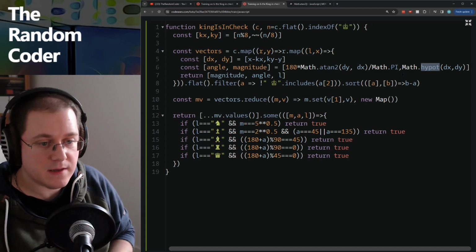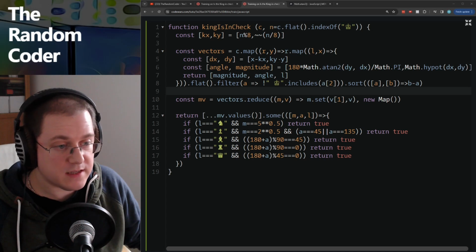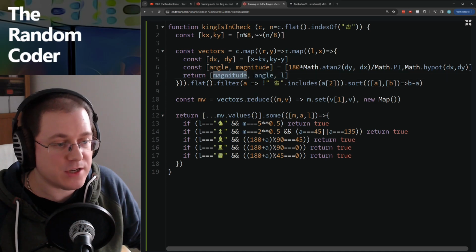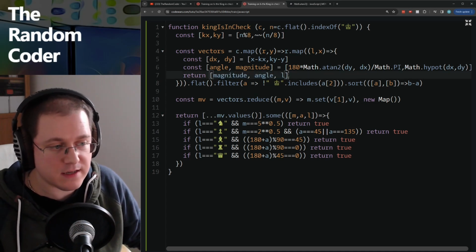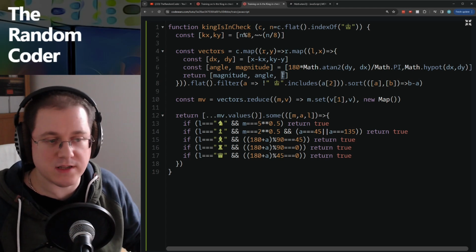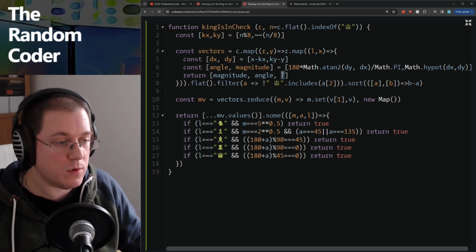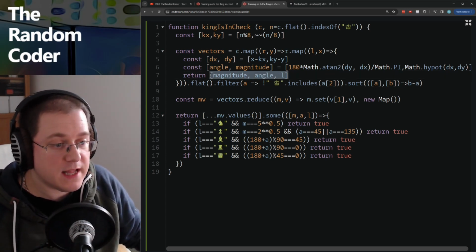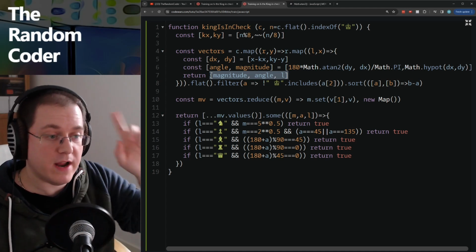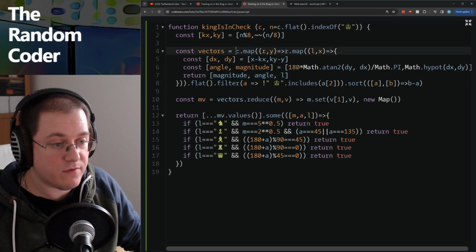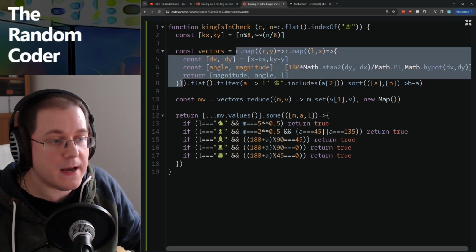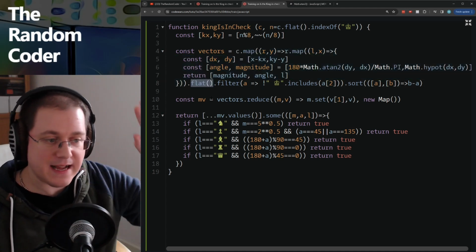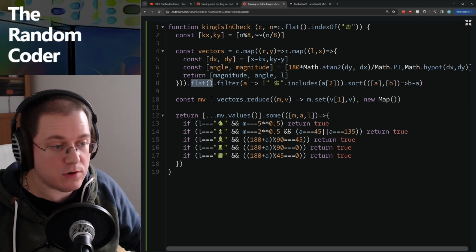So there you go. And finally, since we're doing maps here, it's just a case of returning the magnitude that we've calculated, the angle that we've calculated, and a reference to the L, which is the piece or space, depending on what we have in that particular place on the board. So now the two-dimensional array that we have returned from this section is a bunch of vectors. So I'm calling a flat on that, just to flatten it all into a single one-dimensional array.